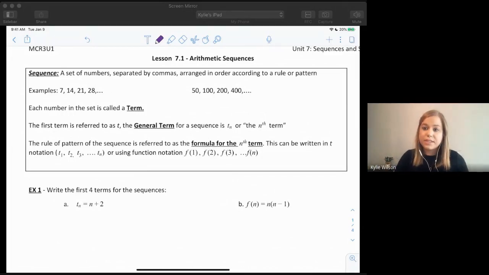So our first lesson of Unit 7 is on arithmetic sequences. And this is a little bit different than other stuff that we've been doing in the course, so bear with me as we get started.